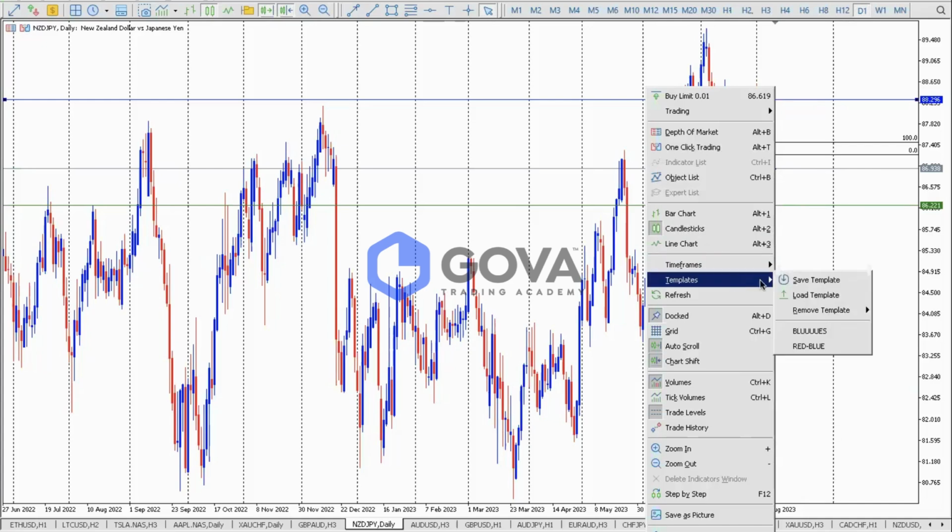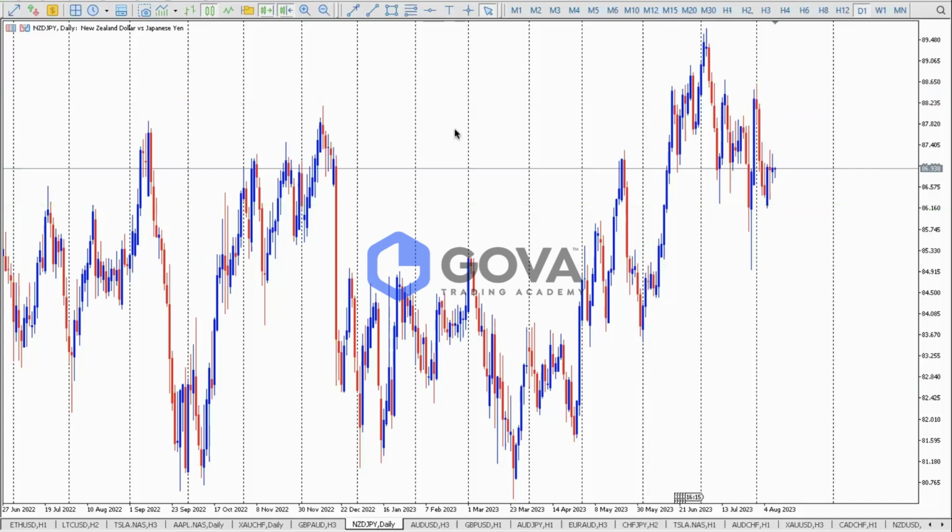Let me just put a fresh template. Now remember the first thing we usually do. So let me show you how I'm going to do the analysis. The first thing I'm going to do is mark my monthly equilibrium line.